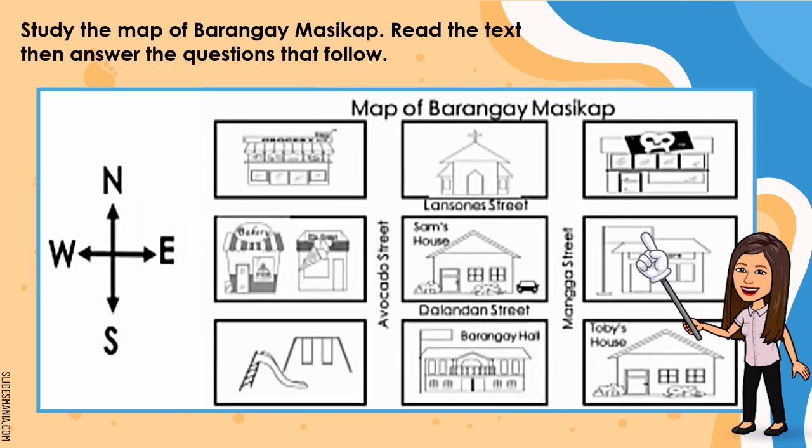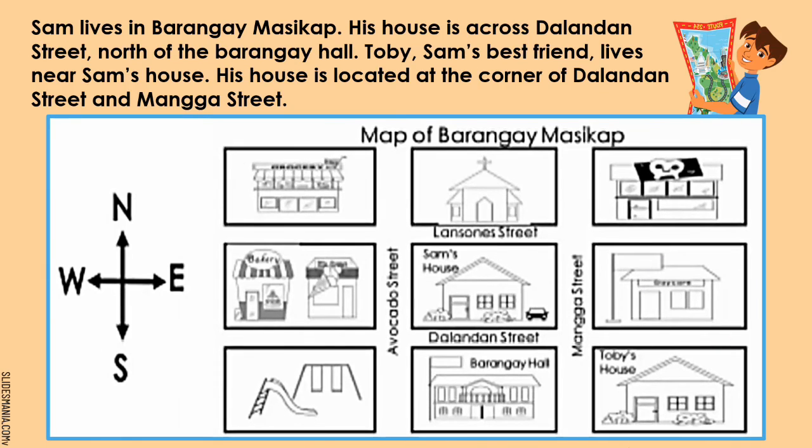For our last activity, study the map of Barangay Masikap. Read the text, then answer the questions that follow. Sam lives in Barangay Masikap. His house is across the Landan Street, north of the Barangay Hall. Toby, Sam's best friend, lives near Sam's house. His house is located at the corner of the Landan Street and Manga Street.